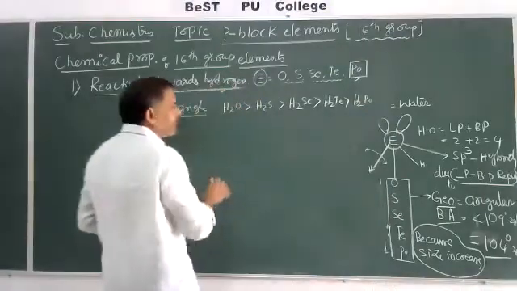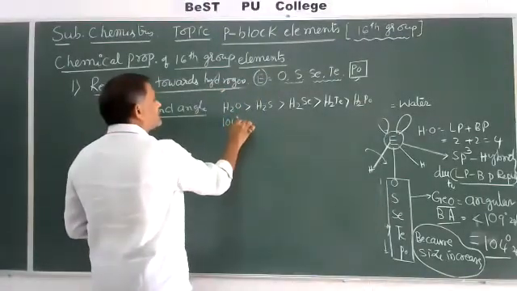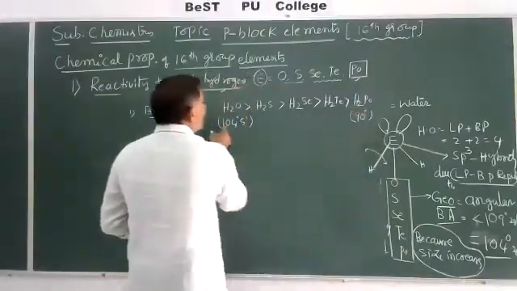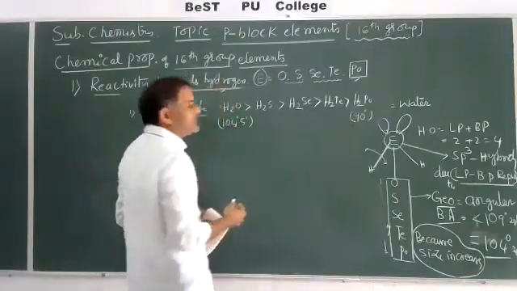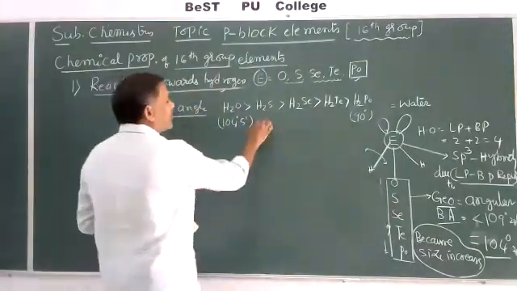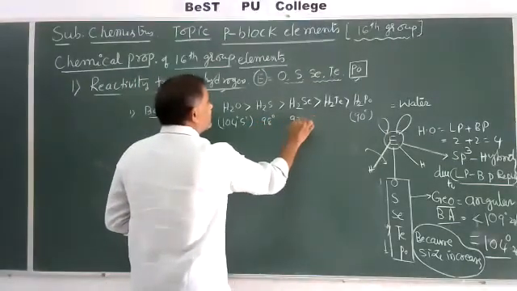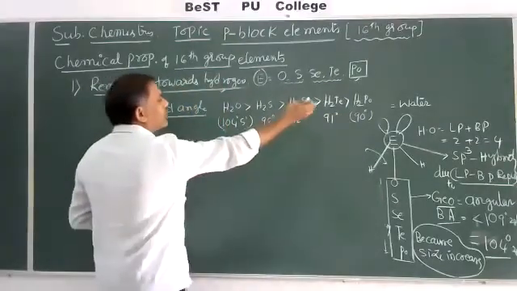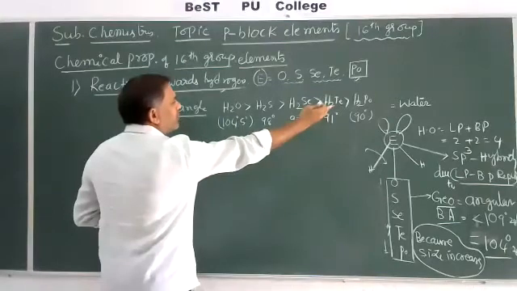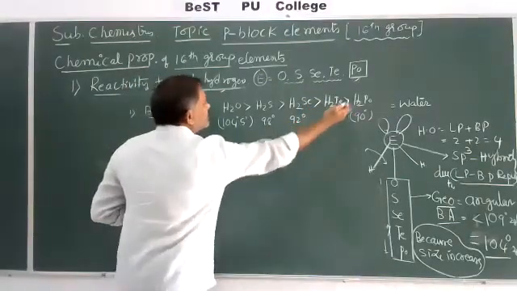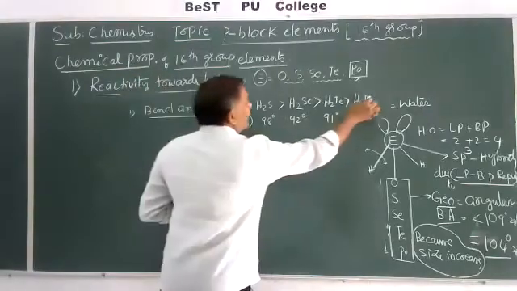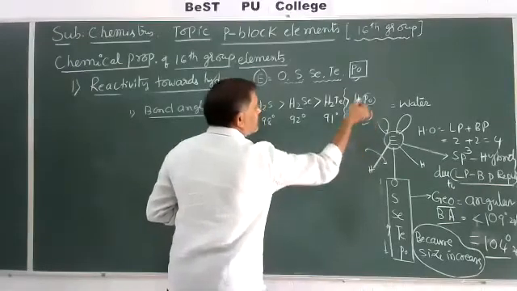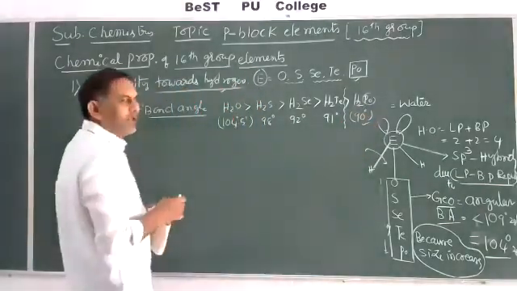H2Po. Here it is 104 degrees 5 minutes nearly, and here 90 degrees. So from top to bottom the bond angle decreases. Approximately here 98 degrees, 92 degrees, 91 degrees. From water to the hydrogen polonide, the bond angle decreases because size increases. Polonium is generally a radioactive element, so generally we can consider up to here. Anyhow, in our textbook H2Po is also given. This is the bond angle story.